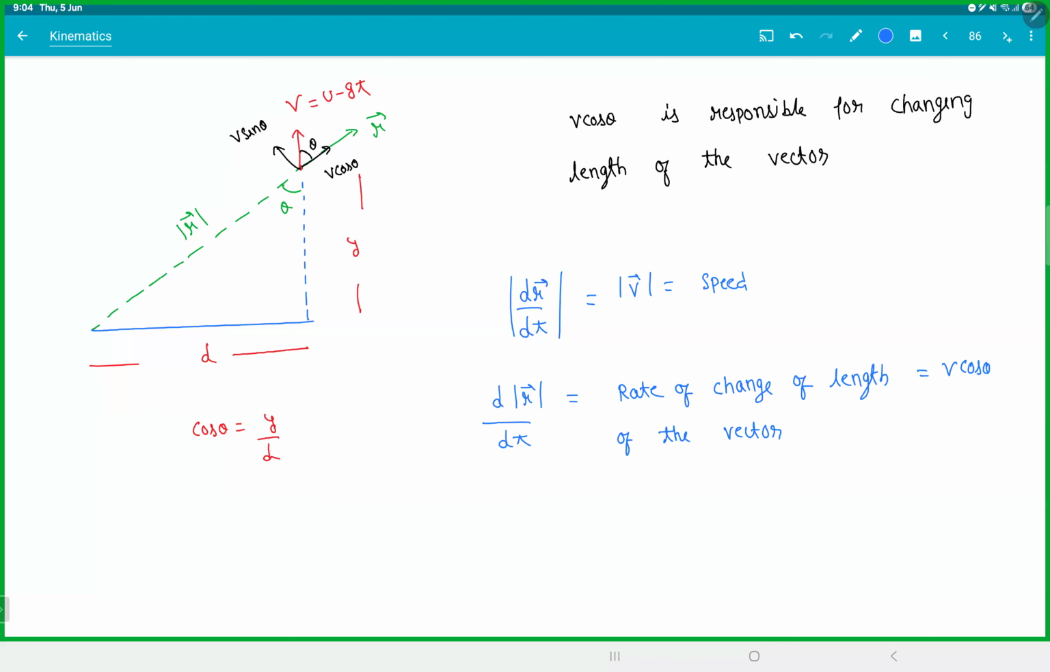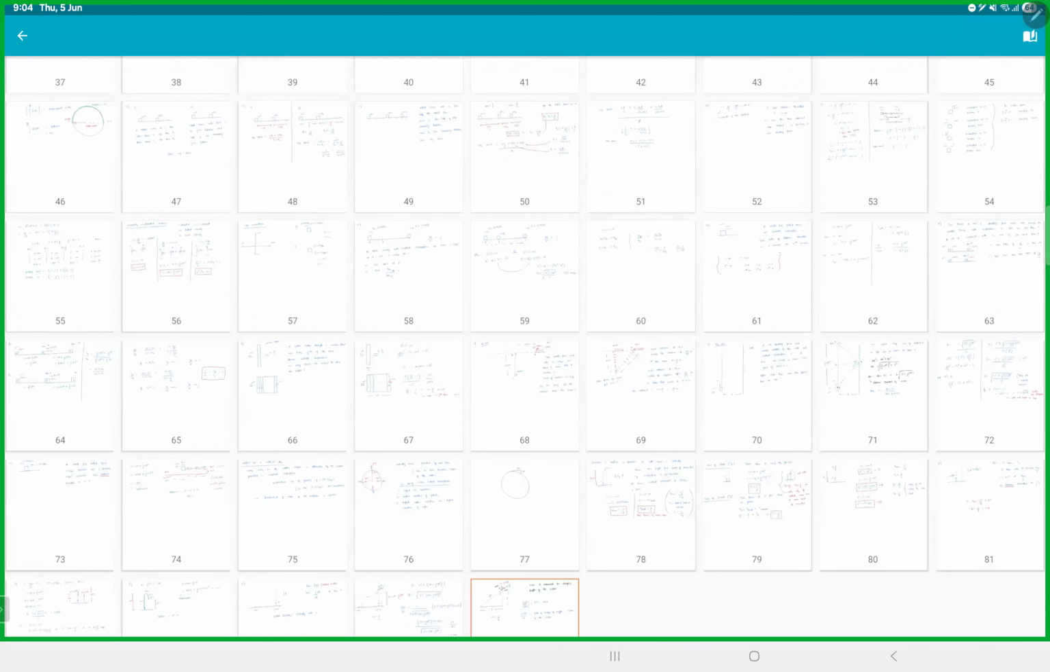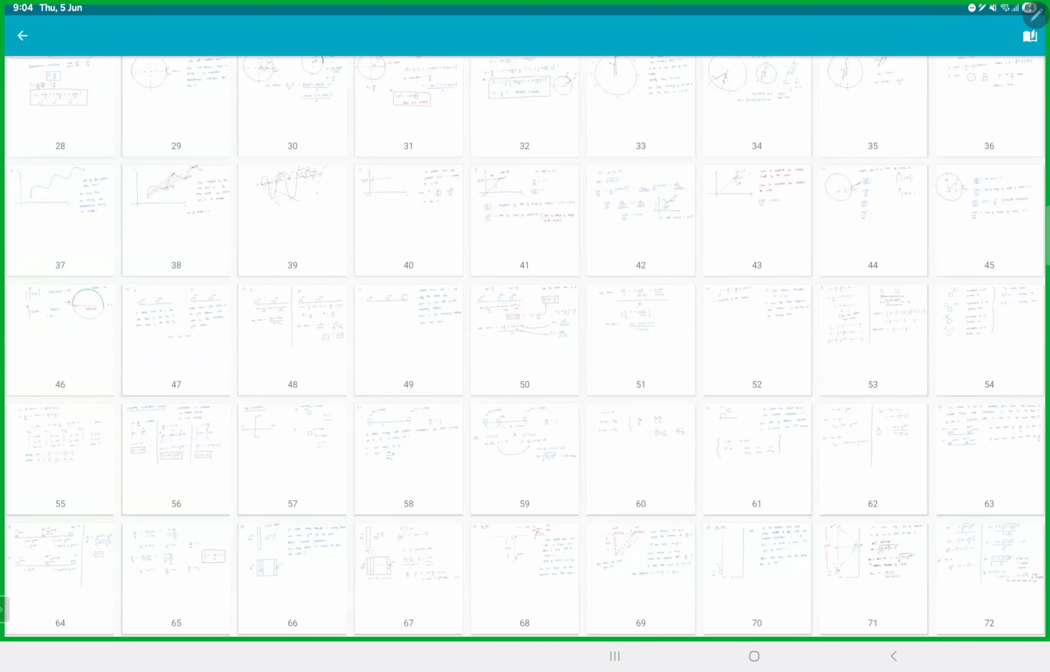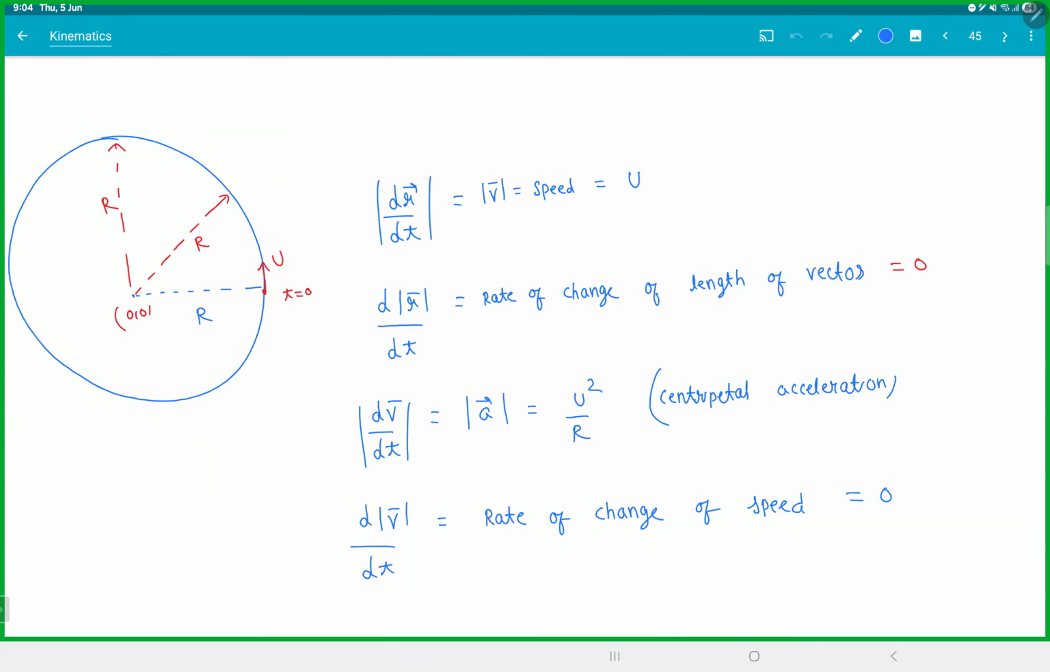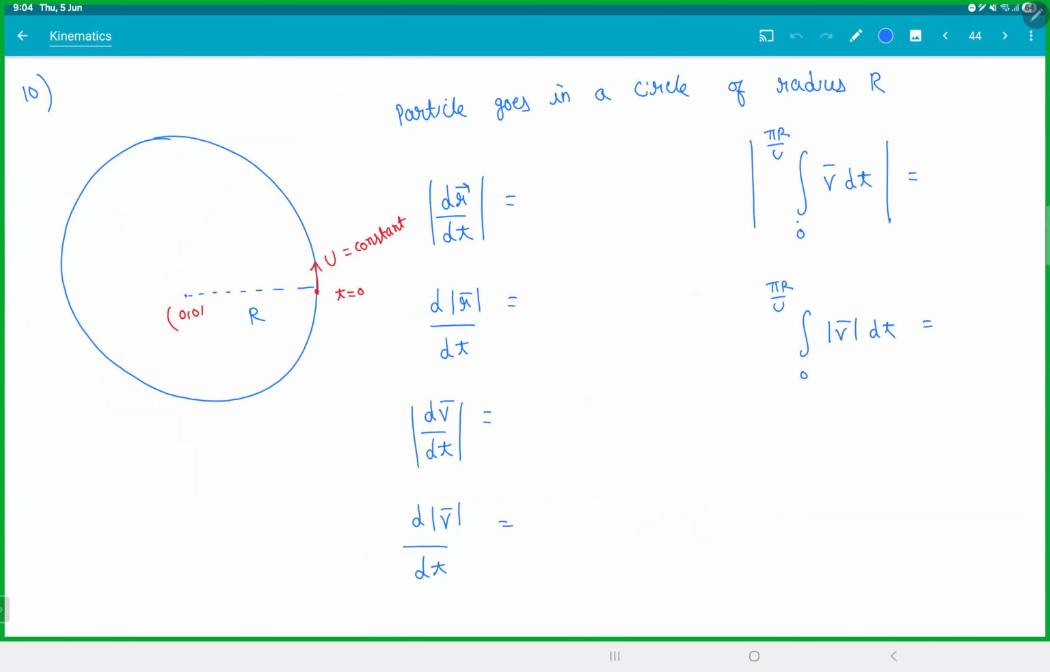See, don't worry about how they'll ask. They'll ask anything. They'll say at time t is equal to 2 seconds. Then what will you do? You don't worry about that thing. Got the concept? All clear with this thing. You should definitely go back and check out this thing. We did even more variations of this. This was a pretty good question, the 10th one, if you see.